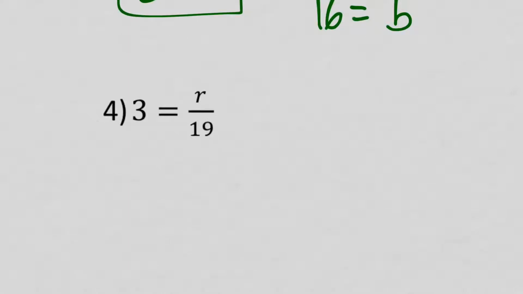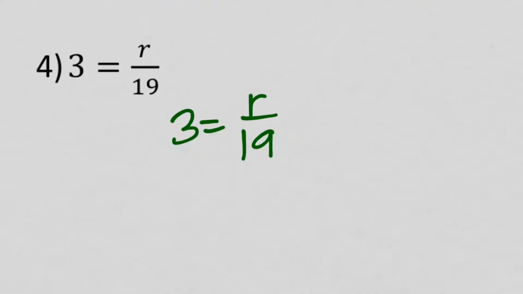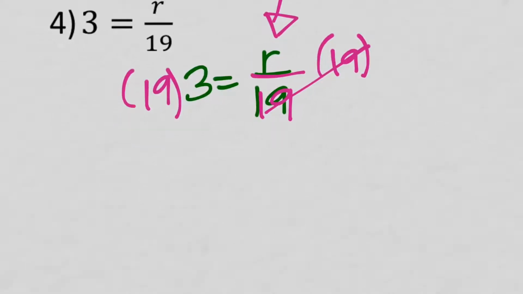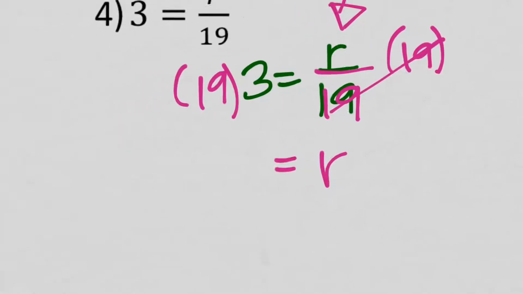In question number 4, you have 3 equals r divided by 19. What's the opposite of dividing by 19? Well, the opposite of dividing by 19 is to multiply by 19. Why am I multiplying by 19? Because I want to get the r by himself. So 19 divided by 19 cancel out, and I get the r by himself.